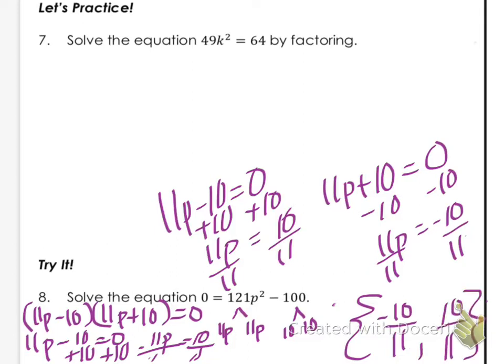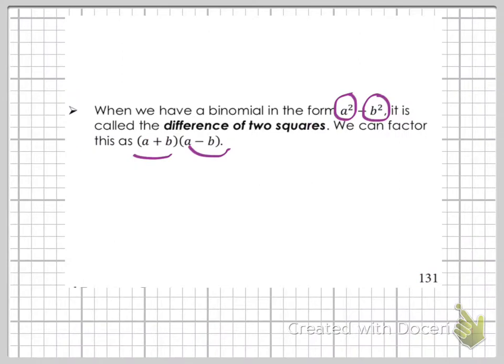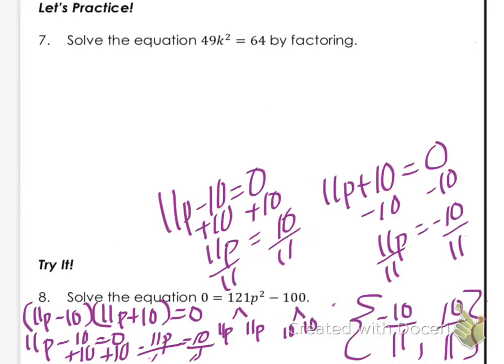What are we noticing there? One is positive, one is negative. So the solutions for the difference of two squares are going to be opposite. The answers are opposite: positive 10/11 and negative 10/11.